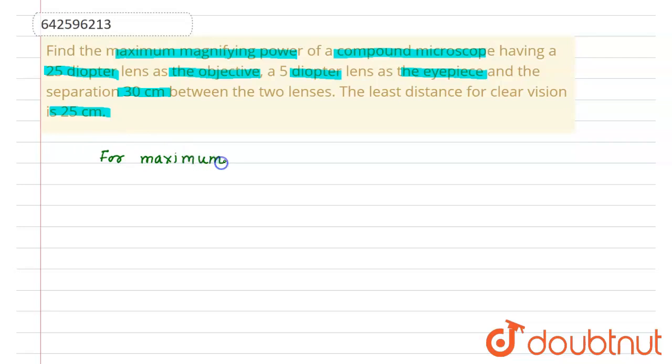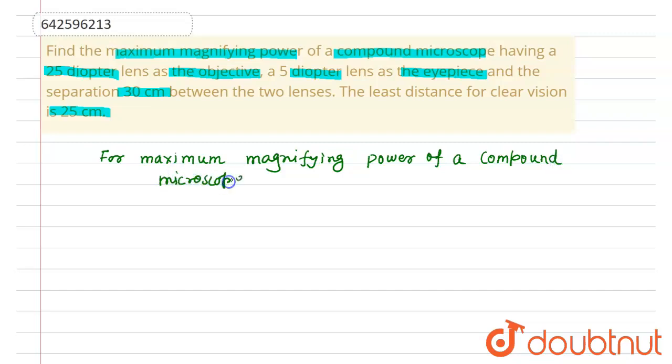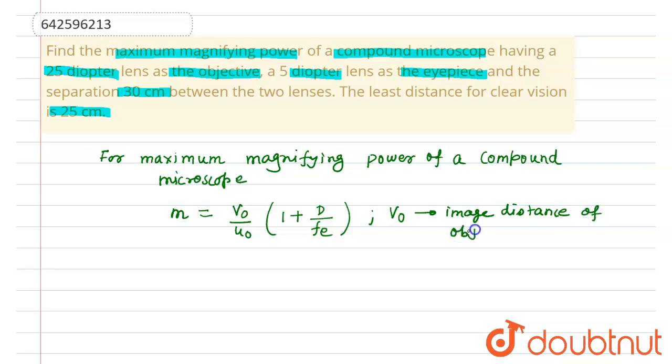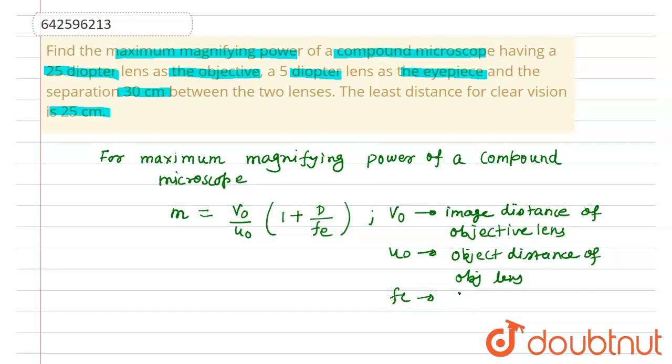maximum magnifying power of compound microscope, we have M equals V naught by U naught times (1 plus D upon Fe), where V naught is the image distance of the objective lens, U naught is the object distance of the objective lens, and Fe is the focal length of the eyepiece.